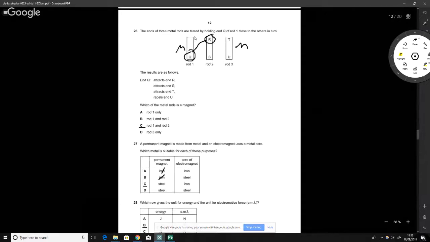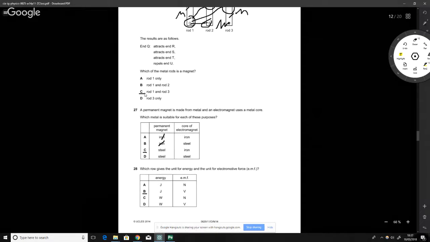Okay, the ends of 3 metal rods are tested by holding the end Q of rod 1 to the others, and this is what happens. It attracts R. It also attracts S. And it attracts T, but it repels U. So we know that these two are different, and this is only the case if this one's a magnet. The fact that this attracts both sides suggests that this is not a magnet, and for this one to have repelled any of these or attracted any of the others, this must be a magnet. So this guy's a magnet, this guy's a magnet, and so the answer is C.